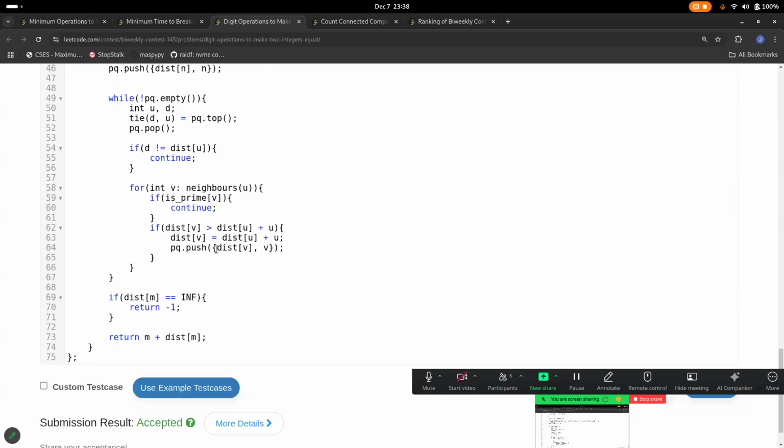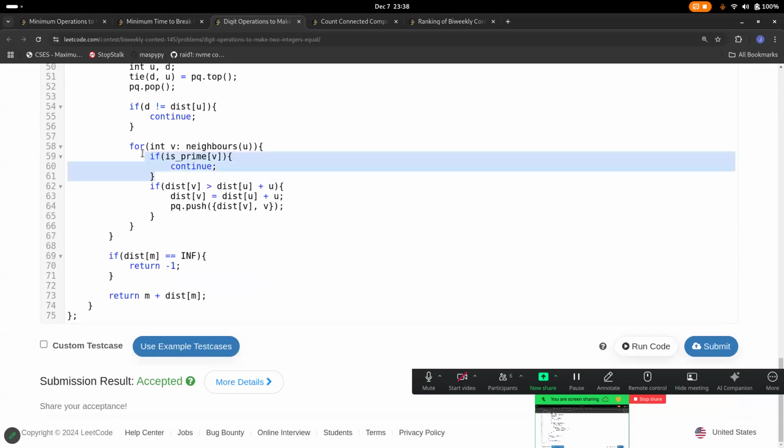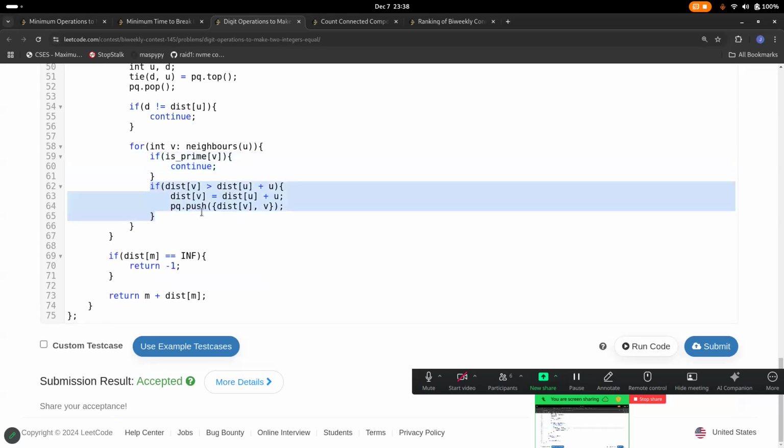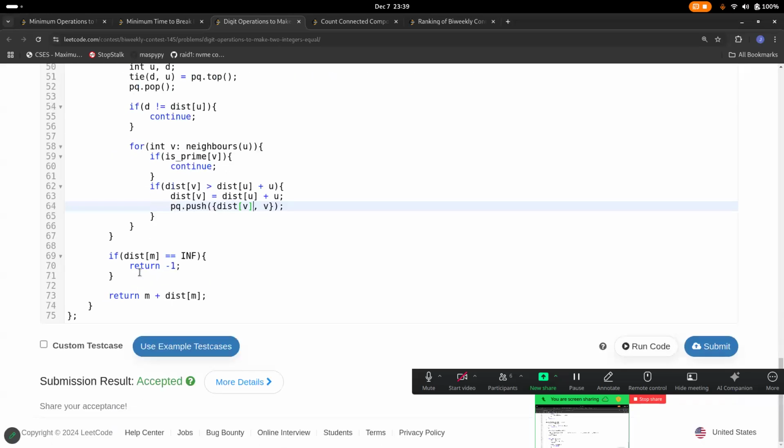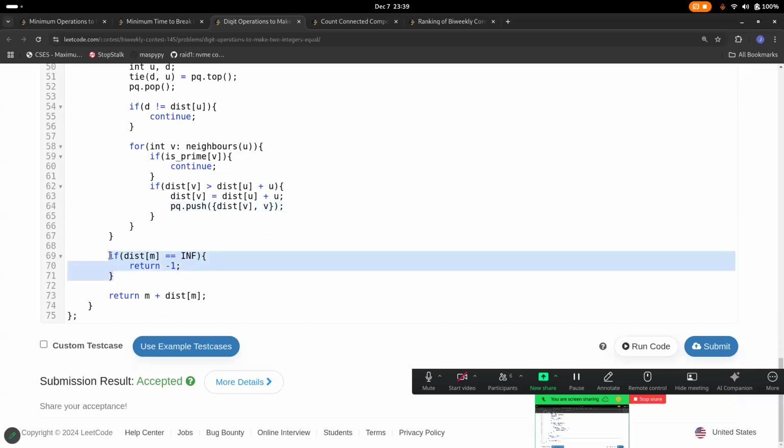But we still haven't dealt with the situation where one of our neighbors can be a prime number. We're dealing with it over here. If it's a prime number, don't consider it. And then this is just a normal update of distance. Push it to the priority queue once again, while the priority queue is non-empty, take the node with smallest distance and continue this whole process. This is basically Dijkstra's algorithm to calculate the minimum distance of m from n. And once we have this minimum distance, we can just return m plus distance of m. This is our final answer.